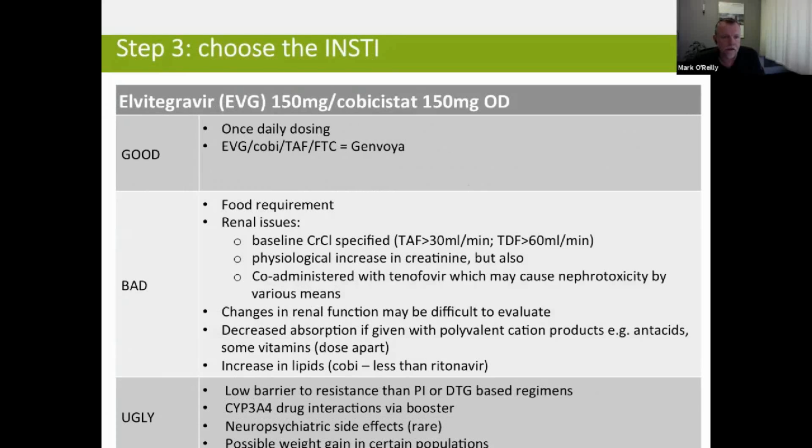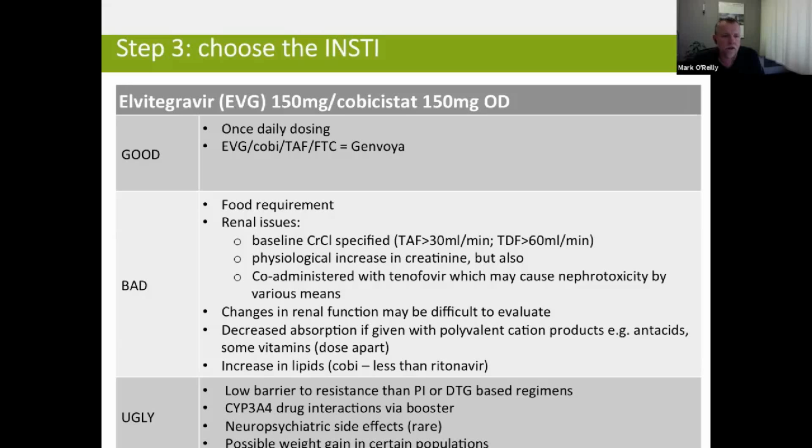So choosing the INSTI, the third integrase inhibitor we've got is elvitegravir, and that one is boosted by cobicistat. And so that's in a single pill along with TAF-FTC called Genvoya. Previously available, we had Stribild, which was essentially the same medication but contained TDF instead of the newer formulation of TAF. That's been delisted from the PBS recently also.